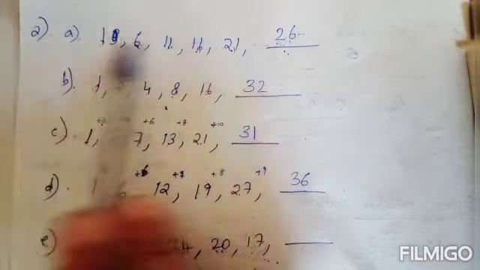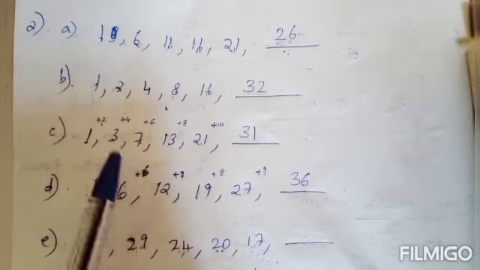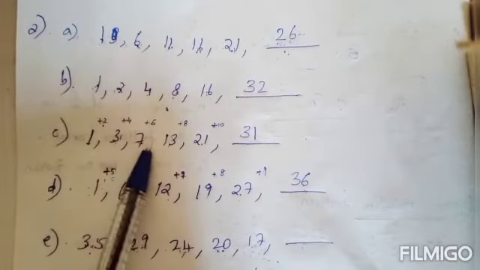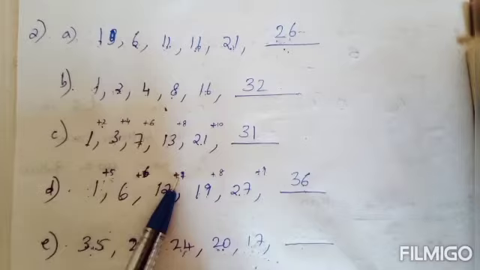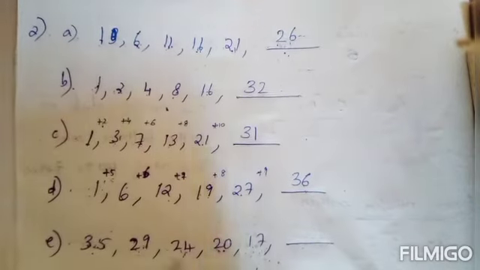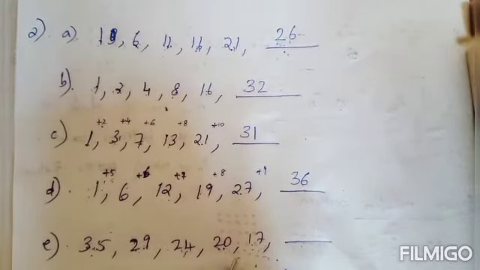These patterns are called growing or increasing patterns. If the numbers are increasing in a pattern, it is called a growing or increasing pattern. If the numbers are decreasing in a pattern, it is called a reducing or decreasing pattern.